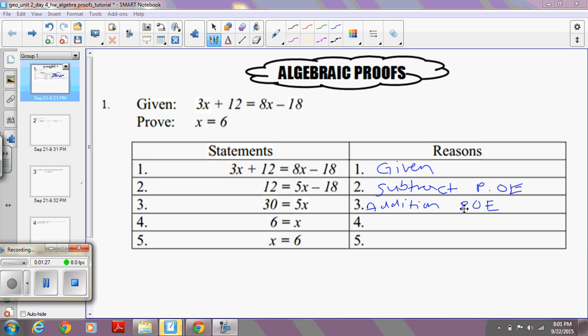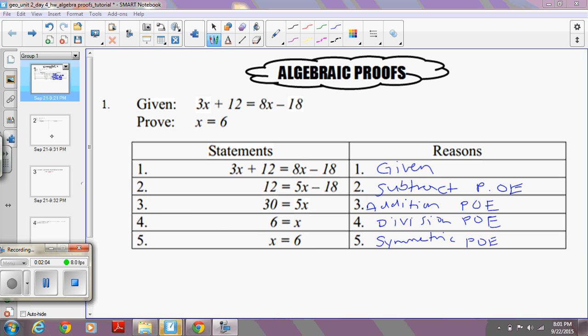Now I have 30 is equal to 5x. So I would divide both sides by 5. So I would use the division property to get 6 is equal to x. And if I want it to be read as 6 equals x, I would have to use the symmetric property. Not too bad.